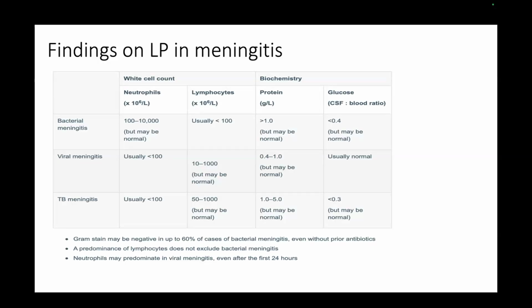And in viral meningitis, we see a lot of enteroviral meningitis. Here, you often actually get quite a few neutrophils before it becomes lymphocytic CSF. So, depending on when you've done that LP, you might have slightly confusing findings.